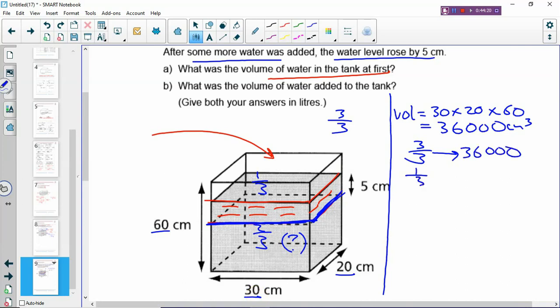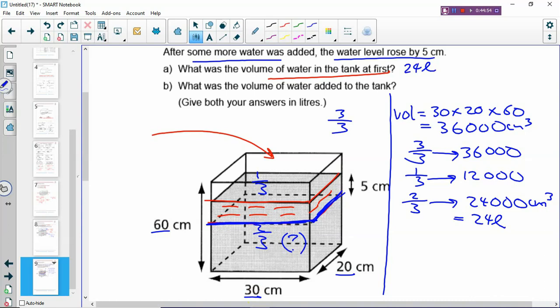So you can find 1/3, you divide by 3, that will be 12,000 cm cube. So how much water was there at first, which is your 2/3? 12,000 times 2, that will give you 24,000 cm cube of water at first. So you have found your part A. And again, because you're talking about water, you may want to change the cm cube into ml or into liters. So I divide by 1000 and I will get 24 liters. So there is 24 liters of water in the tank at first.